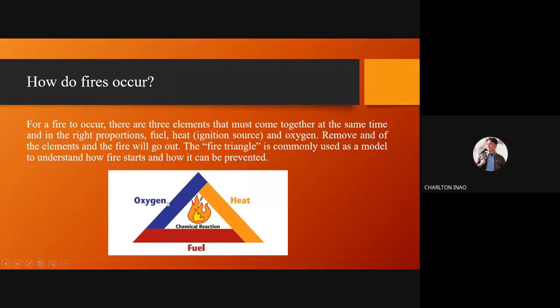So, ito yung fire triangle. So, composed siya ng fuel. Fuels are flammable or combustible materials and can be gases, liquids, or solids. Next is the heat. These are ignition sources and include an open flame. And next is the oxygen. The most common source of oxygen is air. But oxygen can also come from chemicals called oxidizers.